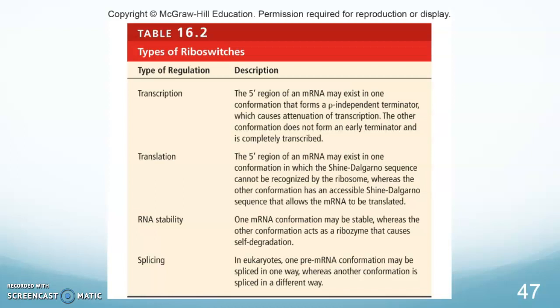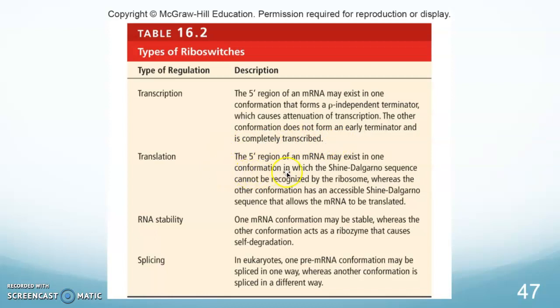With the types of regulation, we can have transcription. In this first one, it means that the 5' region of the mRNA can exist in a conformation that either forms a rho-independent terminator, which would cause attenuation of that transcript, and the other conformation then does not form an early terminator and is completely transcribed. So these riboswitches can actually shut down transcription.